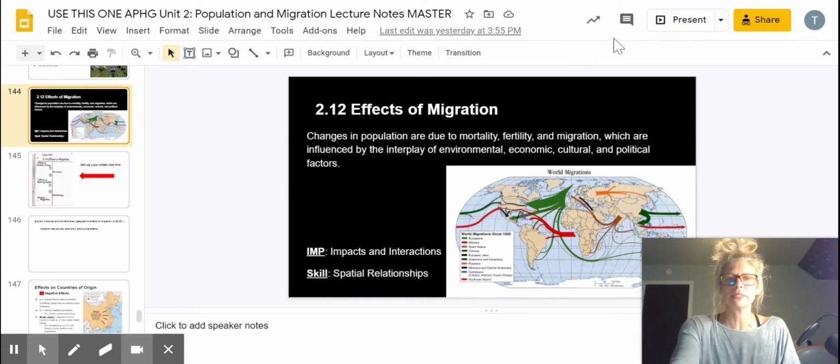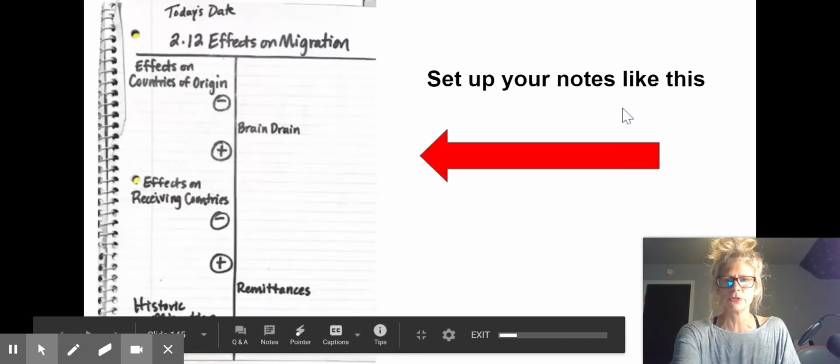So we'll go ahead and blow this up for you so you can get your notes set up, Cornell style, if you choose. So there we go. So 2.12, effects that should be actually of migration.